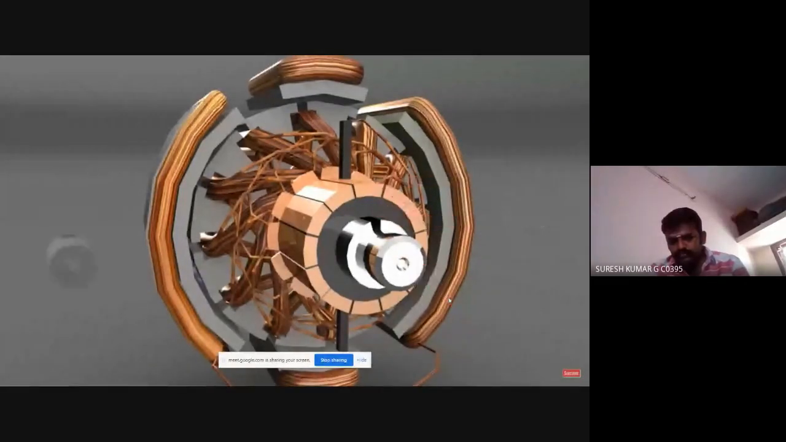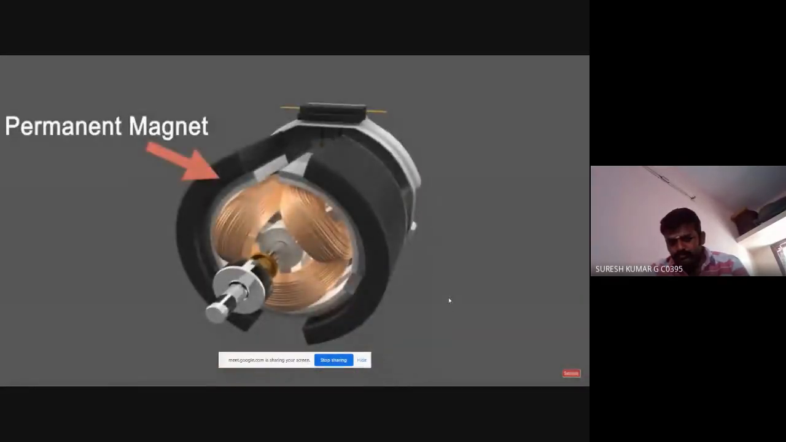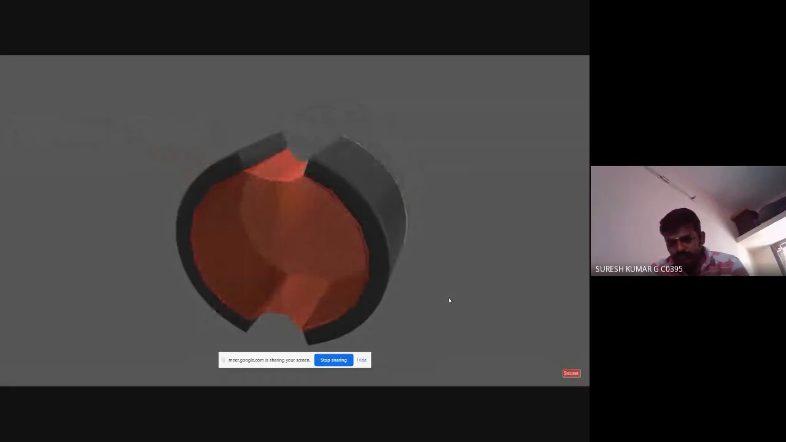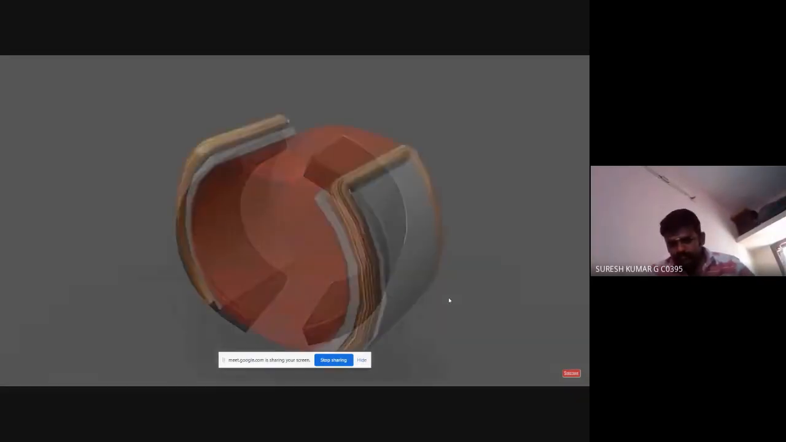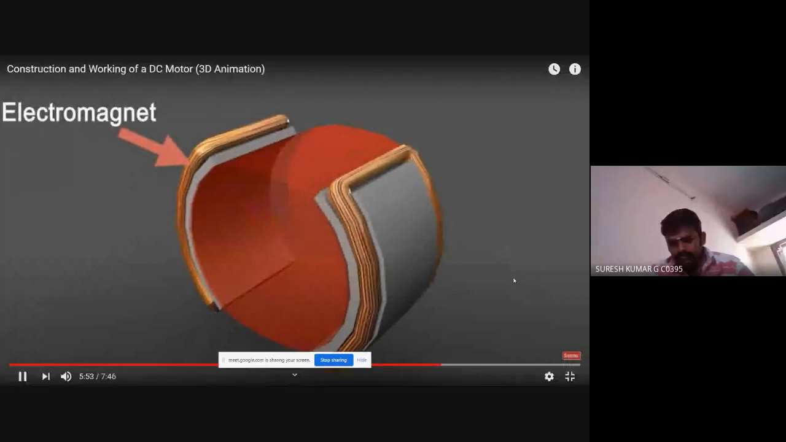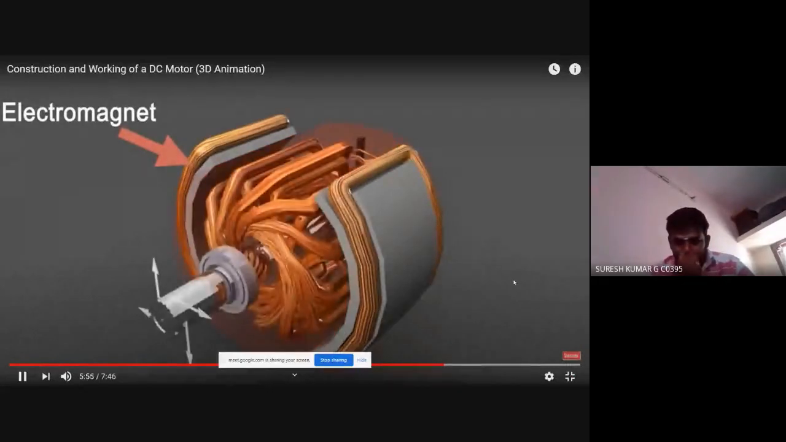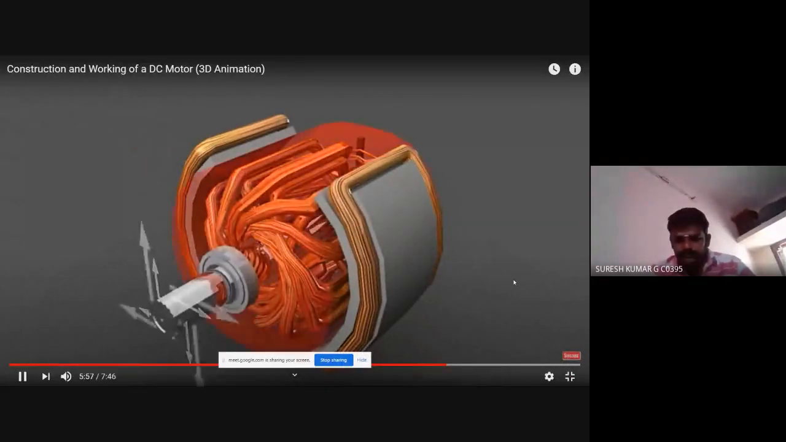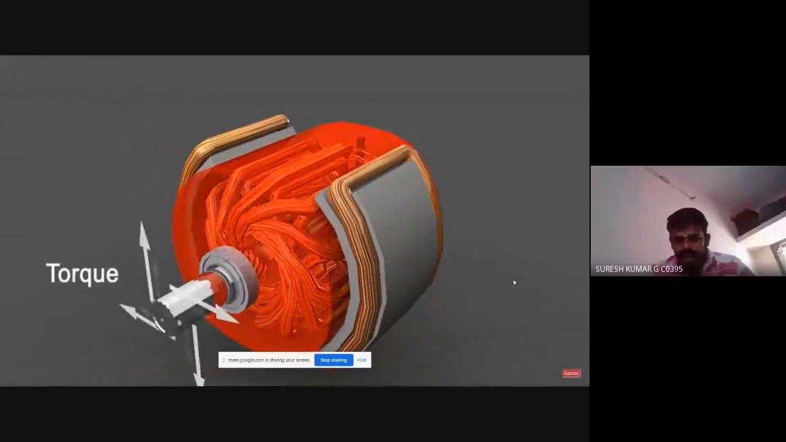In a small DC motor, a permanent magnet can be used to create the static magnetic field, but it can lose its magnetism due to heating, vibration, or aging. That's why in high rating motors, electromagnets are used and their magnetic field density can be controlled to control the output torque.